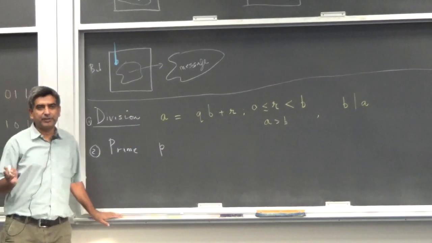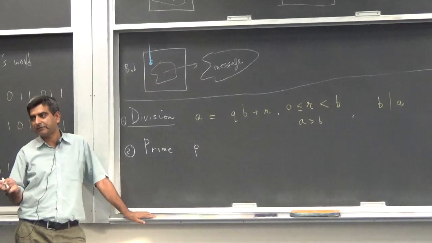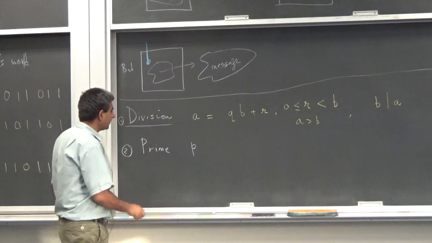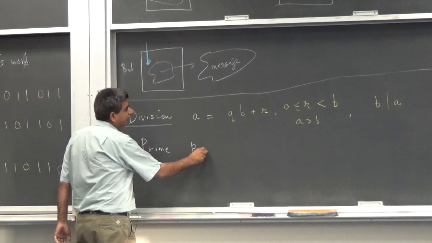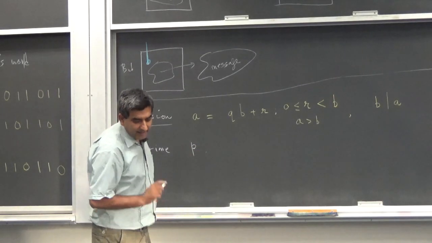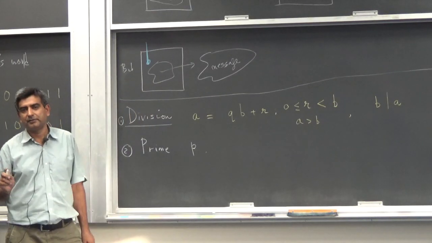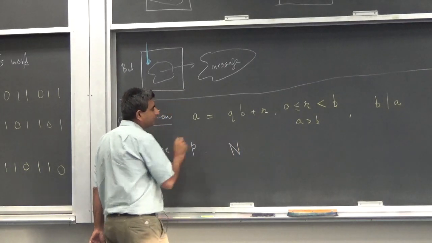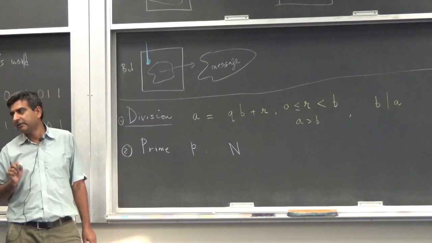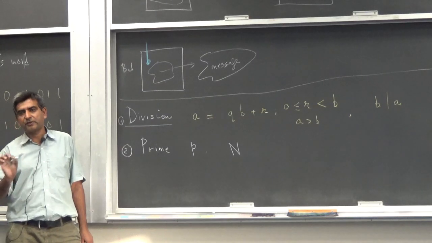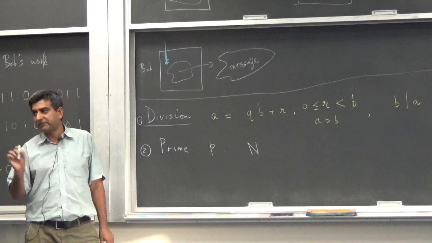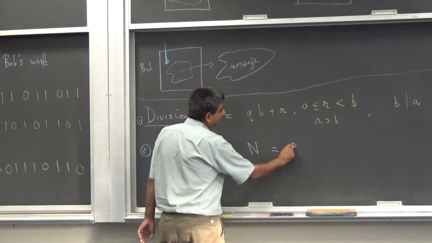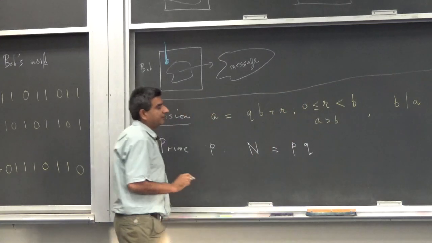A prime P has only two factors, one and the number itself. Another neat idea is that any integer greater than one, and we talk about positive integers here, can be expressed as a product of primes. This is the fundamental theorem of arithmetic. Any number n can be represented as a product of primes, P and Q.